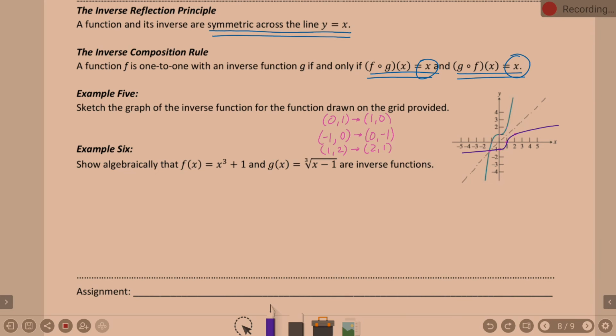I think if I recall, you have a couple graphs to sketch. I don't remember for sure. Okay. Example 6. Example 5 was sketch the graph of the inverse function, so we were looking graphically. Example 6 is asking you to show algebraically that f of x and g of x are inverse functions. I could graph both of these, and they should look like they reflect on the line y equals x.